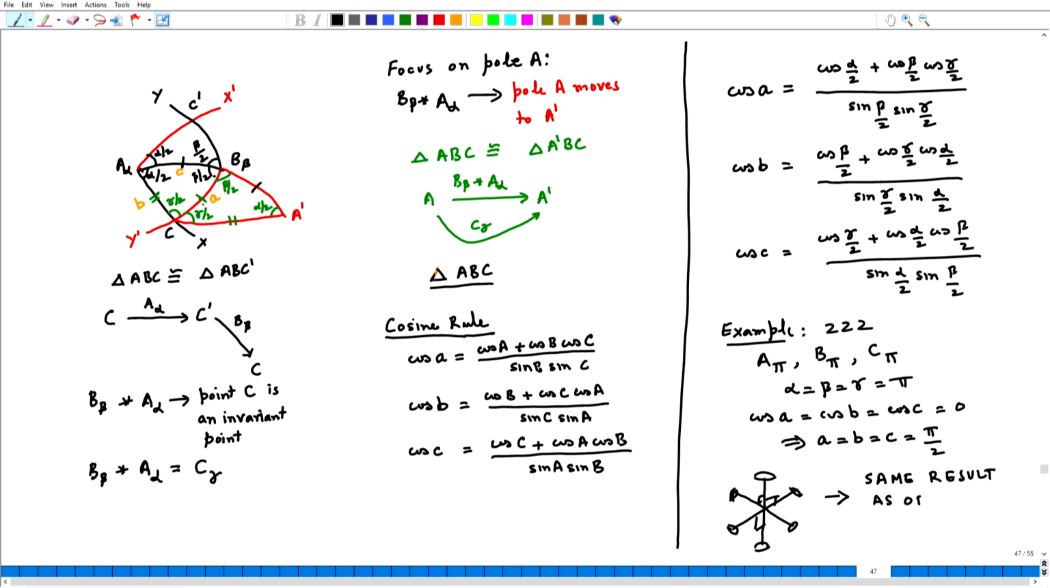Same result as obtained from matrix multiplication. And this is the only possible combination for 3 two-fold rotation axes.